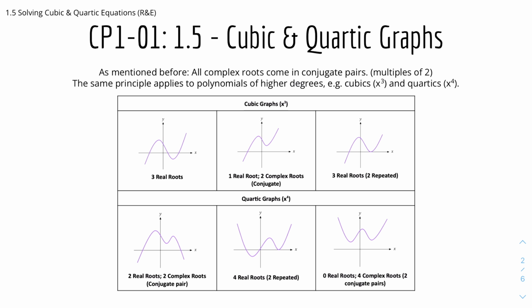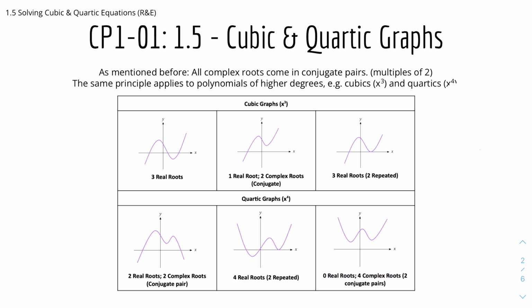And we'll get started with cubic and quartic graphs. So as mentioned before in the previous videos, all complex roots come in complex conjugate pairs. For example, it could be 2 minus i, and the other root has to be 2 plus i, and so on. And the same principle applies to polynomials of higher degrees, for example cubics, which is a power of 3, and quartics, which is a power of 4.